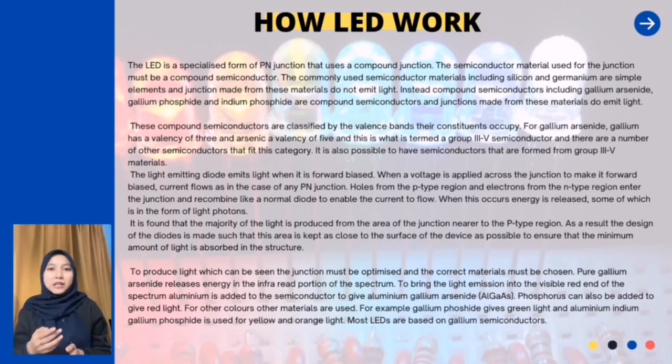For other colors, other materials are used. For example, gallium phosphide gives green light, and aluminium indium gallium phosphide is used for yellow and orange light. Most LEDs are based on gallium semiconductors.